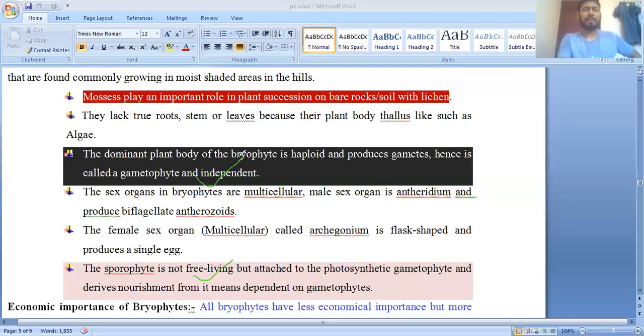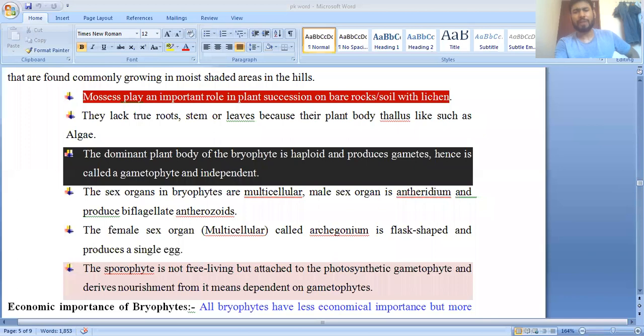And in Bryophyta, the plant body also has a sporophyte, but the sporophyte is not independent. It means it depends. Where does it depend? It depends on the gametophyte. Why? For nourishment. It generally gets nourishment from the gametophytic stage of the Bryophytes. Clear? So the gametophytic stage of the Bryophyte is dominant, and the sporophytic stage is not dominant. It depends on the gametophytic stage because it gets nourishment from the dominant gametophytic stage of the Bryophyte.